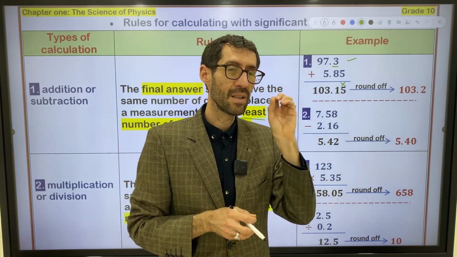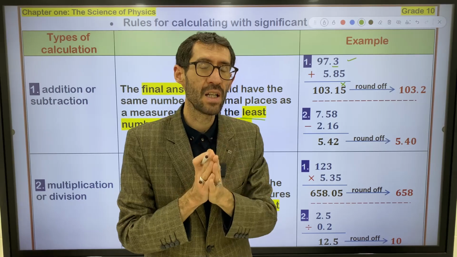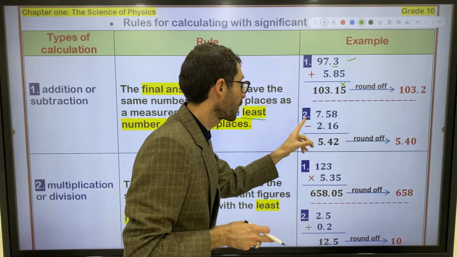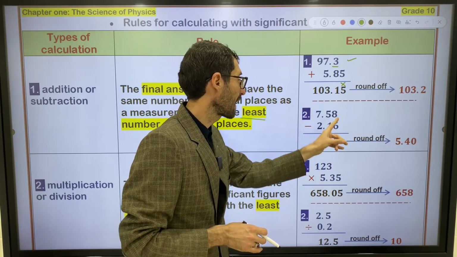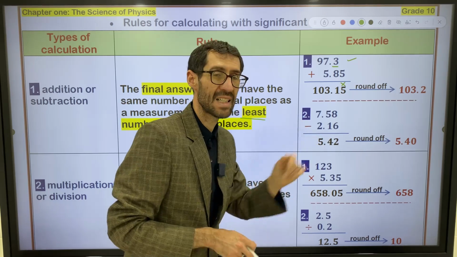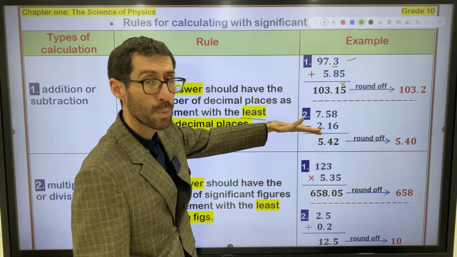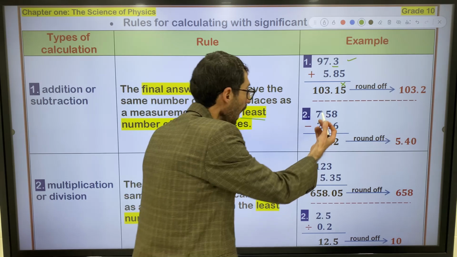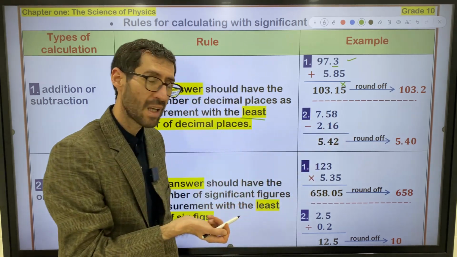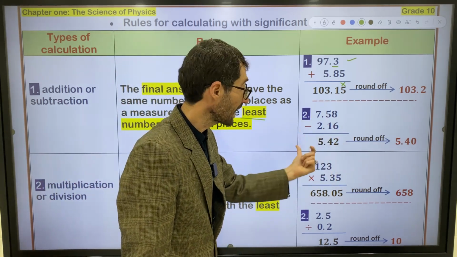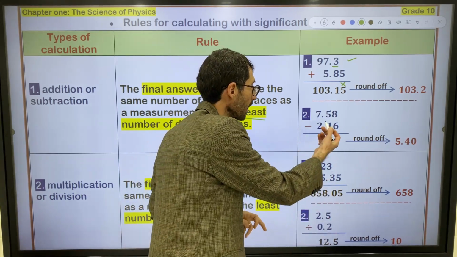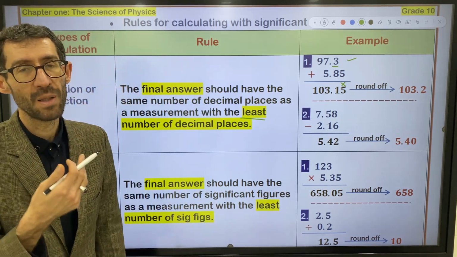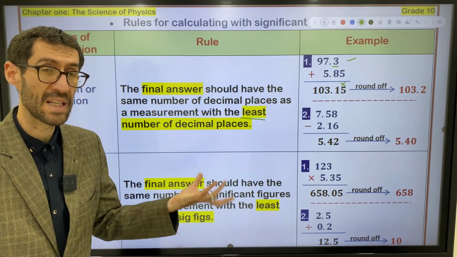Another one. So we obey this rule in the case of addition and subtraction. Focus on the figure with the least decimal place. Number 2, second example, 7.58 minus 2.16. We want to subtract 2.16 from 7.58. After you do the operation, after you find the result, which figure has the minimum decimal places, excuse me.